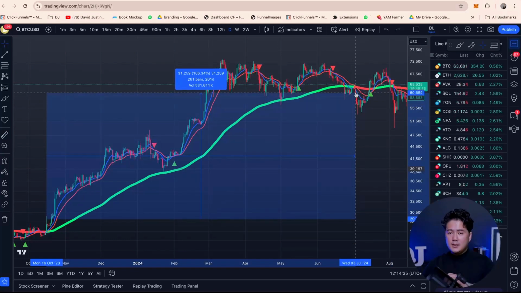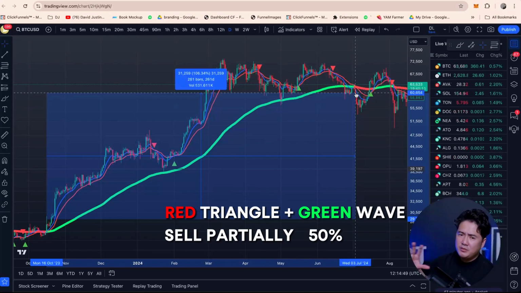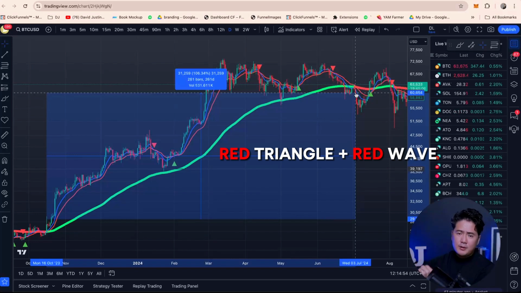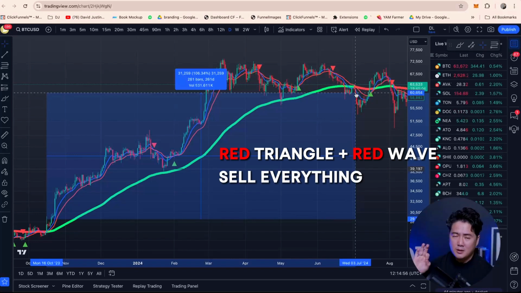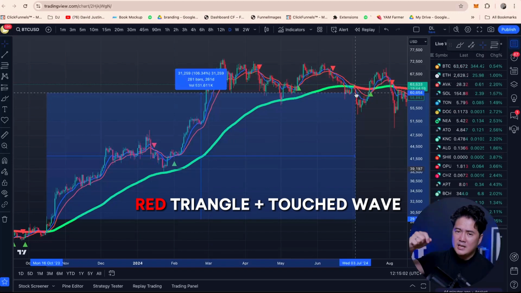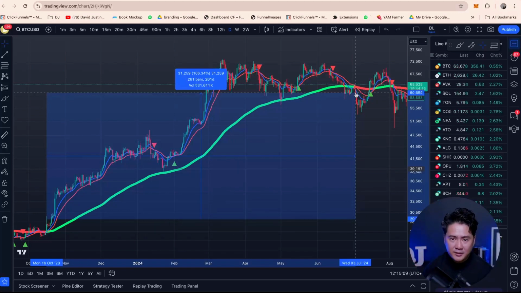That's easy. In summary, there are three types of ways. First way, if it's a red triangle with the green wave, maybe you can sell a bit. You can sell 50%, 30%. But if it's a red triangle with the red wave, please sell everything. Got it? And the last thing, if it's a red triangle and it touches the wave, you can sell 50% also. That is how I identify the wave.